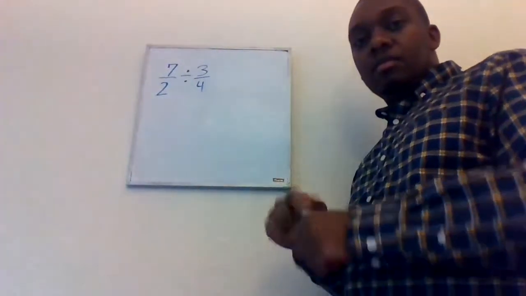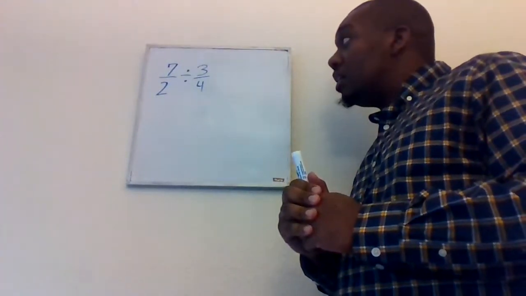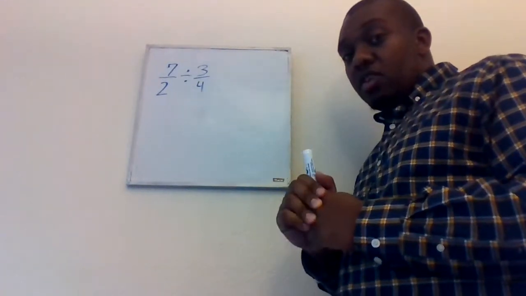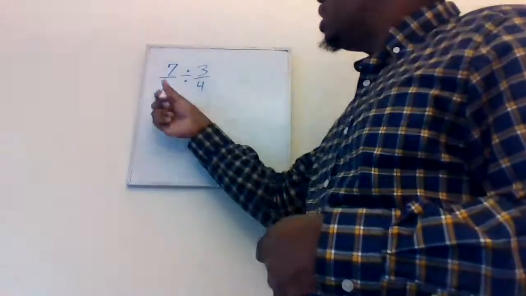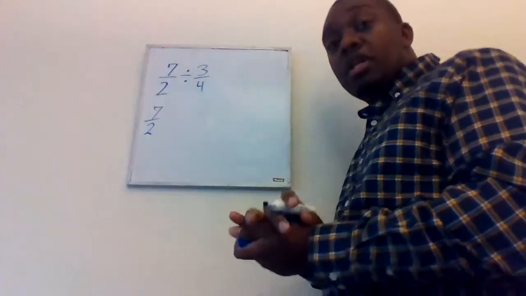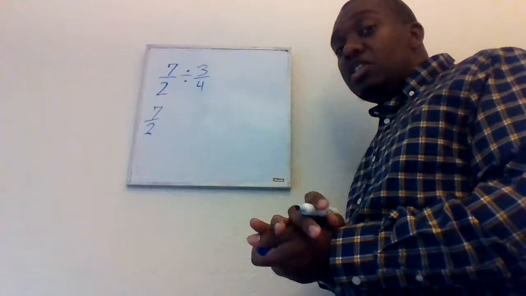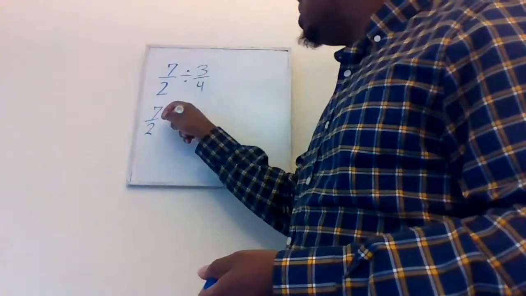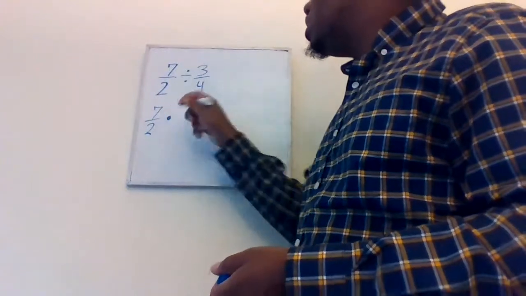So if I have 7 halves divided by 3/4, how would I do that? Well, in order to divide with fractions, first what we do is change it to what we're really doing. Remember, division is really just multiplication. So in this instance, we're going to change the division to multiplication.